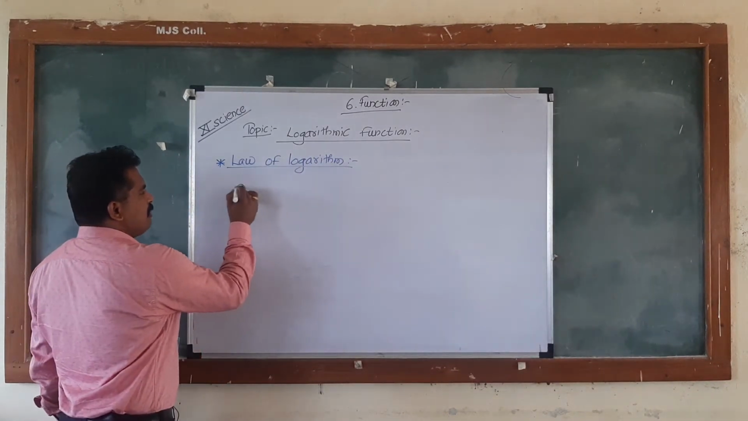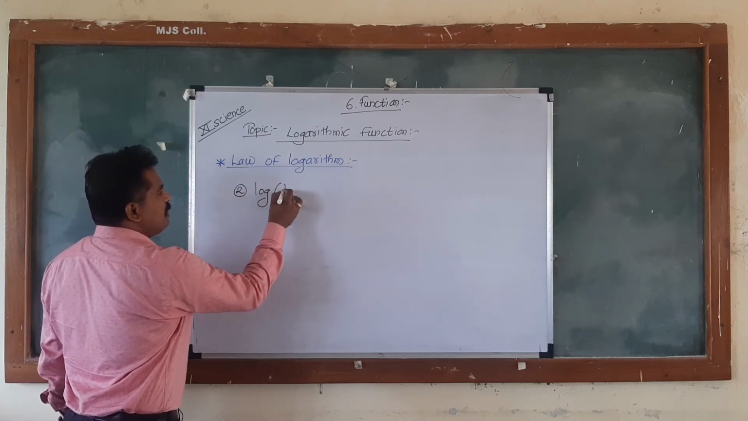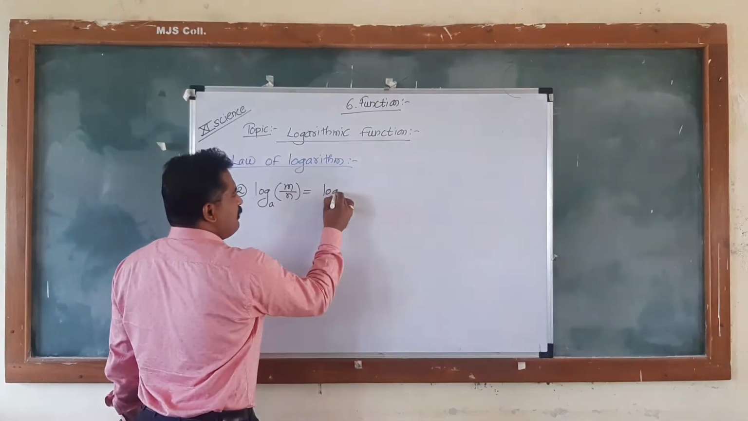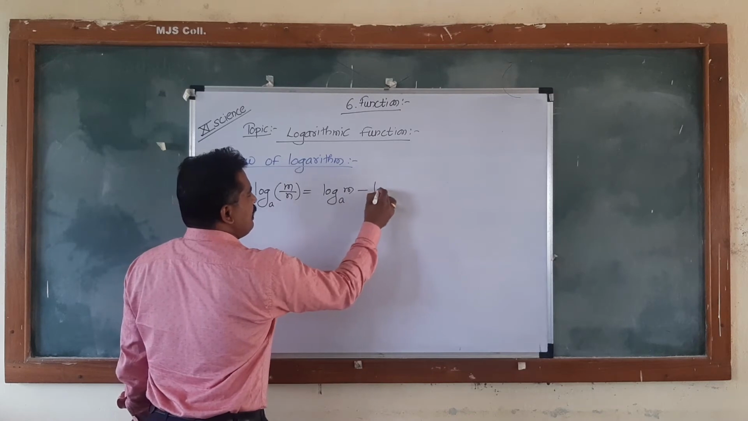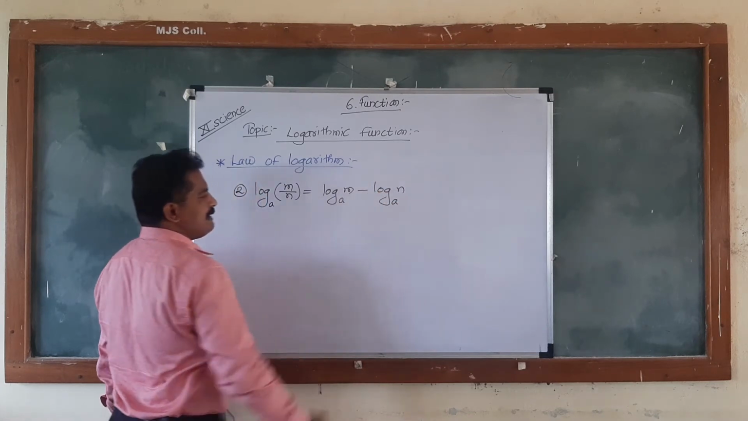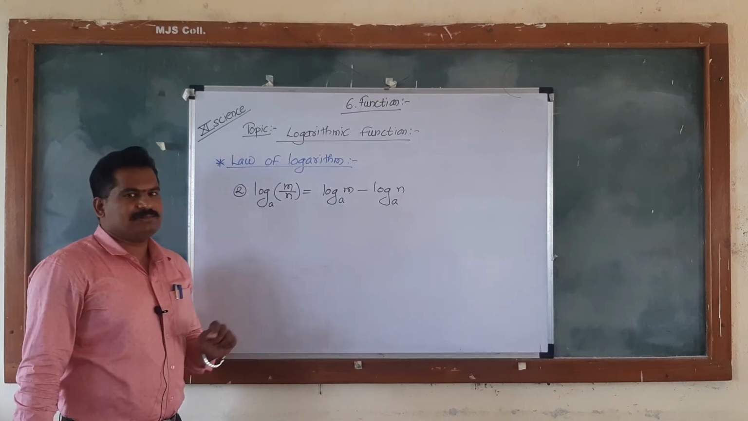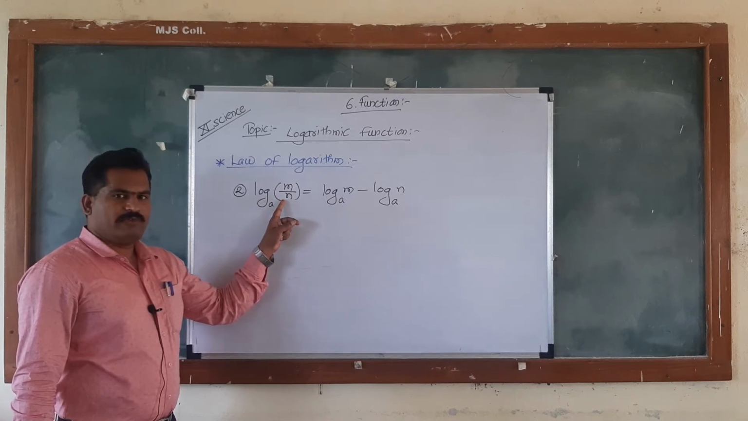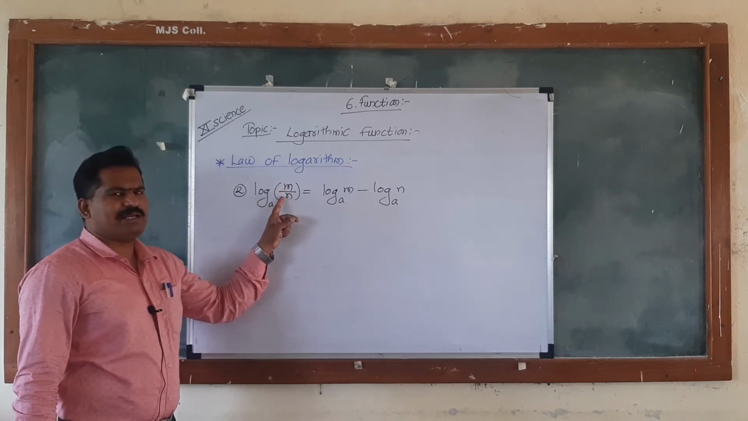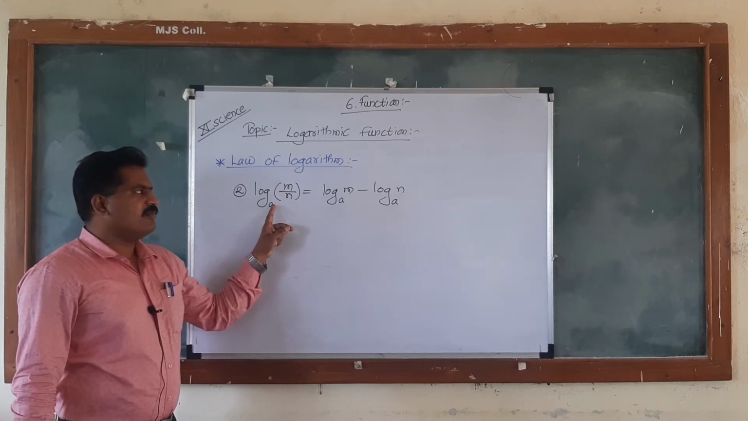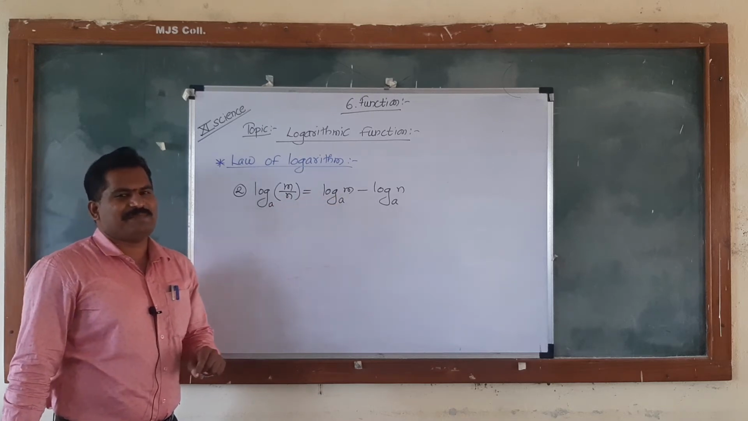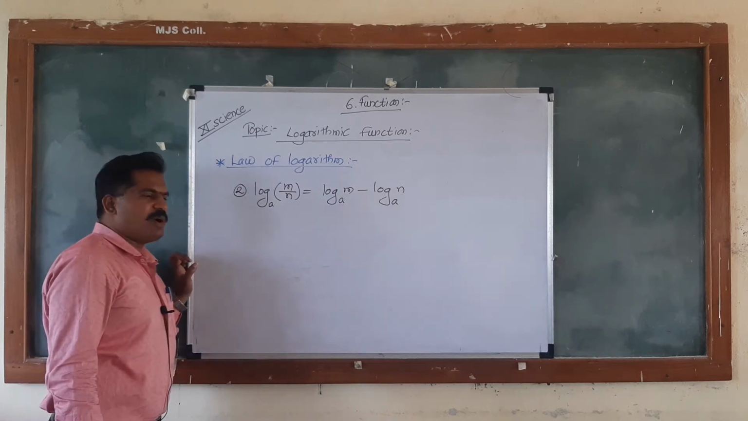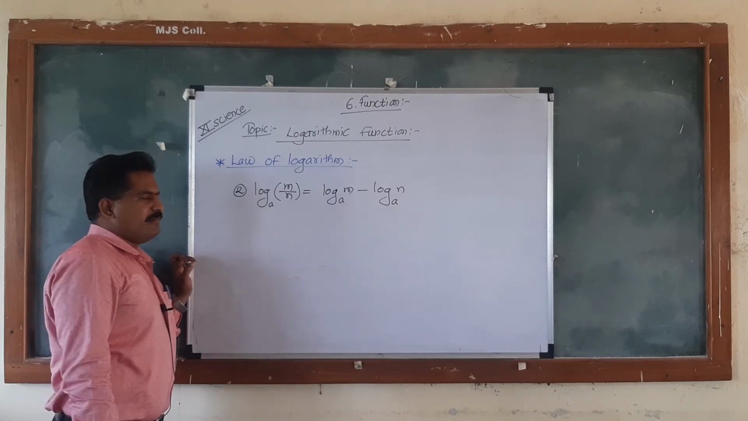Now the second law is log of m upon n to the base a is equal to log of m to the base a minus log of n to the base a. This law states that when there is division of two variables or functions, m upon n to the base a, it gives subtraction of the logarithms. Therefore, log of m upon n is equal to log m minus log n to the base a.